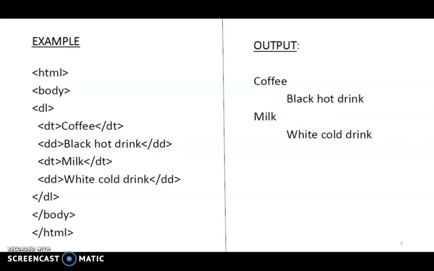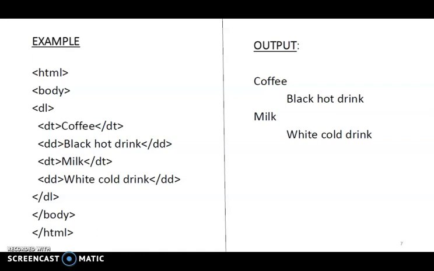DT is what? Your definition term. So you have coffee as your definition term, and the coffee having the description: black, hot drink is nothing but your definition description. So you can see on your screen the black, hot drink is displayed with some gap, or with some tab space.